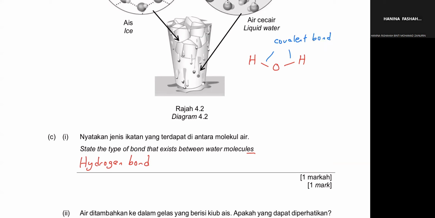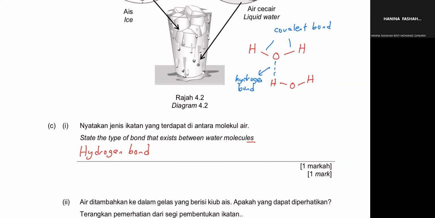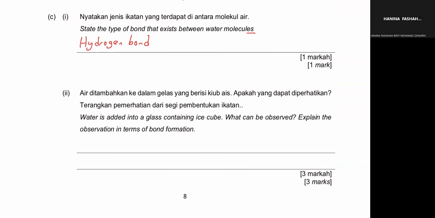Then they have another bond. For example, from one molecule to another molecule, this one is called the hydrogen bond. Just in case. So number 2: water is added into a glass containing ice cubes. Can we explain the observation in terms of bond formation?